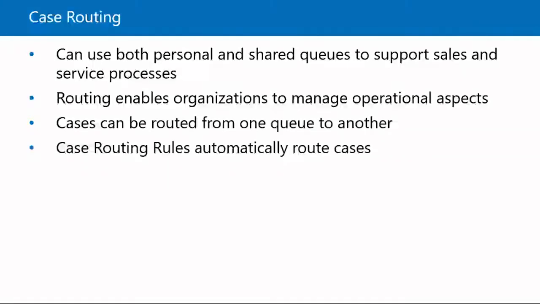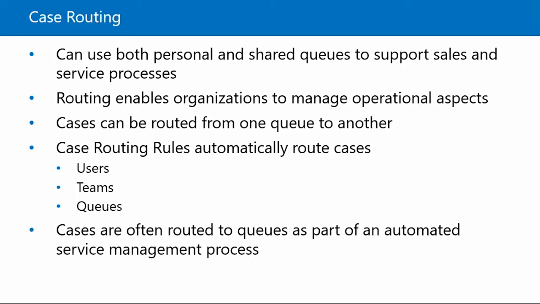In addition, case routing rules allow a user to automatically route cases to the right person at the right time. These could include routing cases to specific users or teams, or even routing cases older than 12 hours to an escalation queue. So again, cases are often automatically routed to queues as part of an automated service management process to organize and reduce any sort of bottleneck effort. Now that we understand a bit about what's involved with case routing, let's actually see how it works.